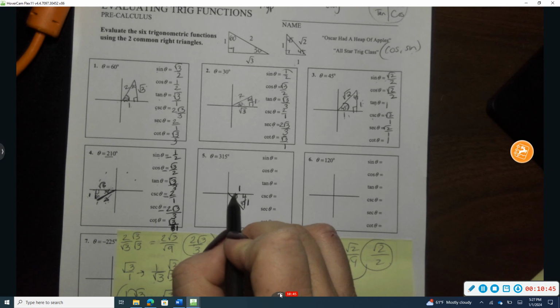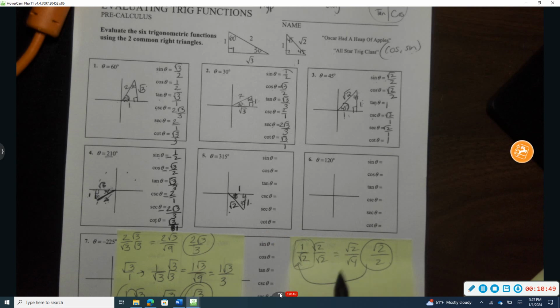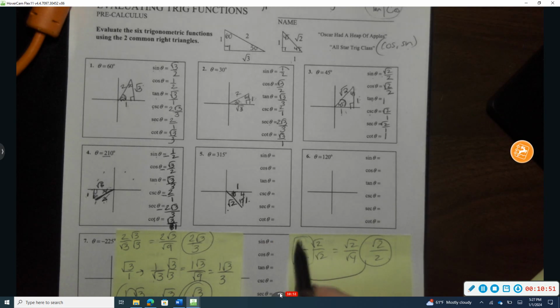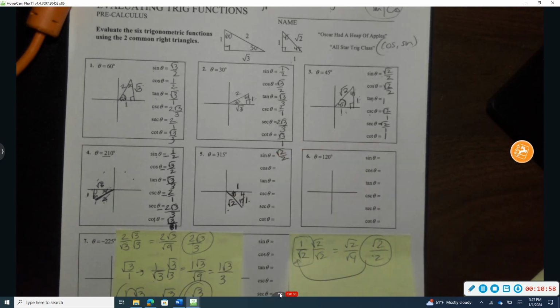Okay, so from this interior angle, I can do the sine. It's 1 over radical 2. Now 1 over radical 2, this isn't wrong. This is mathematically correct, but it's not written in proper form. In proper form, it will be the square root of 2 over 2.